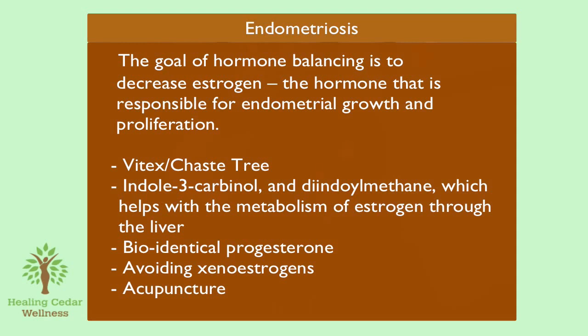We also can use bioidentical progesterone. Progesterone is nature's estrogen balancer. It actually antagonizes the effects of estrogen in the body. And along with all of these treatments, we do promote avoiding xenoestrogens. So that's the phthalates that are found in plastics. So, avoiding holding your water and food in plastic containers, and also trying to stick with organic foods. Lastly, acupuncture is a great adjunct therapy for general hormone balance.